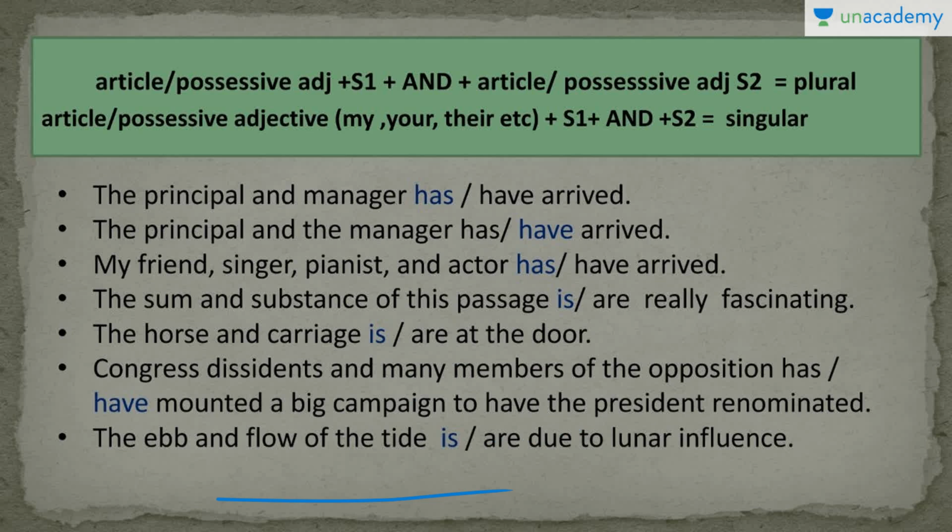Last sentence, the ebb and flow of tide is or are due to lunar influence. Again, you can see there's only one article used at the beginning of the sentence. So that means ebb and flow, they refer to the same thing. And it's basically a fixed phrase, and it is a phenomenon, right? So it gives a singular sense and has to be followed by a singular verb. Therefore, the correct sentence would become the ebb and flow of the tide is due to lunar influence.